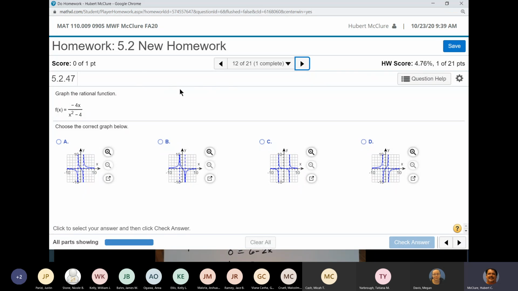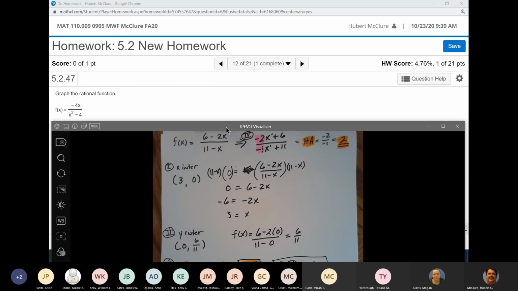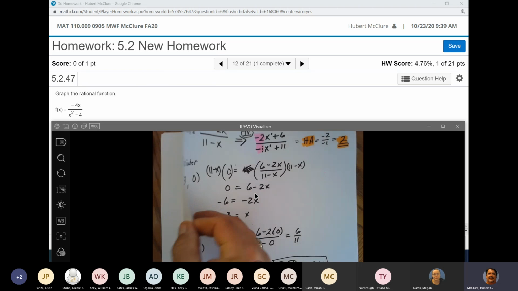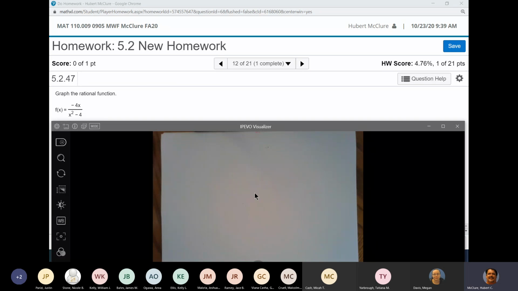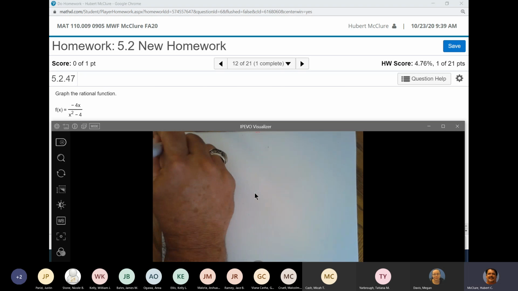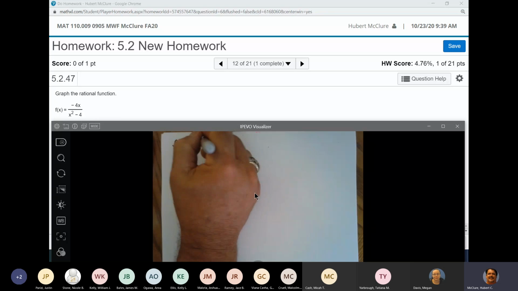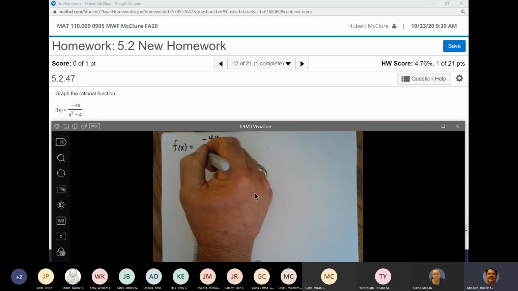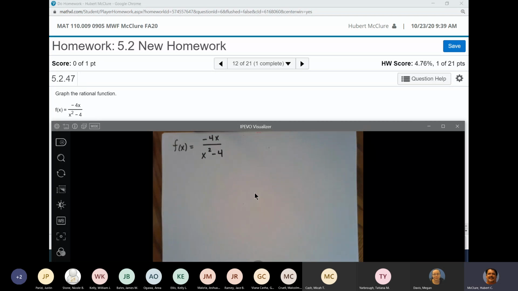Okay, here's one. Let's do this one. Now I'm going to give y'all a couple of minutes to do it. I'm talking about what I just did, the x-intercept, the y-intercept, the vertical asymptote, and the horizontal asymptote. So here we go. f of x is equal to negative 4x over x squared minus 4. All right, give you a couple of minutes.